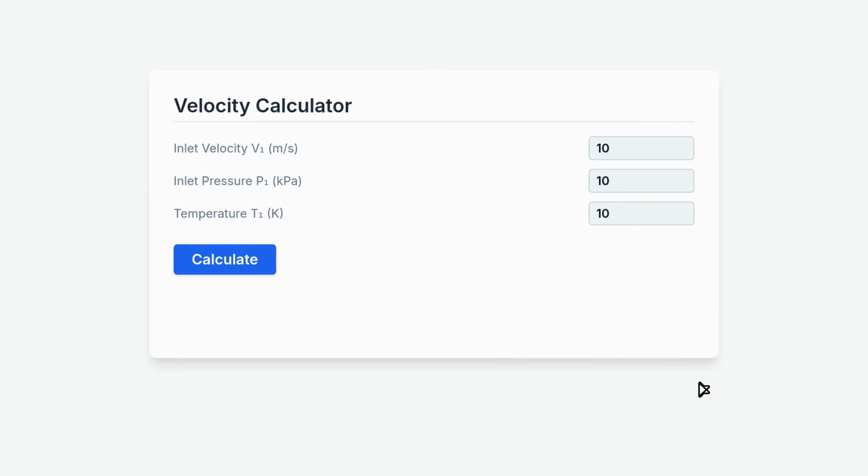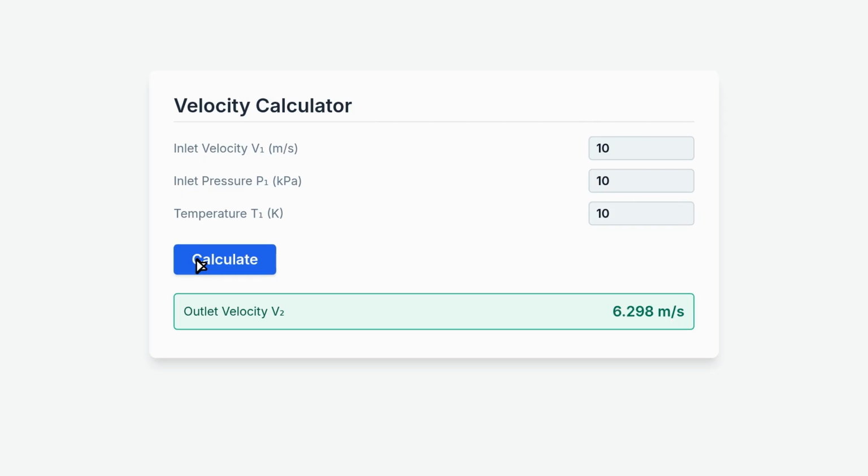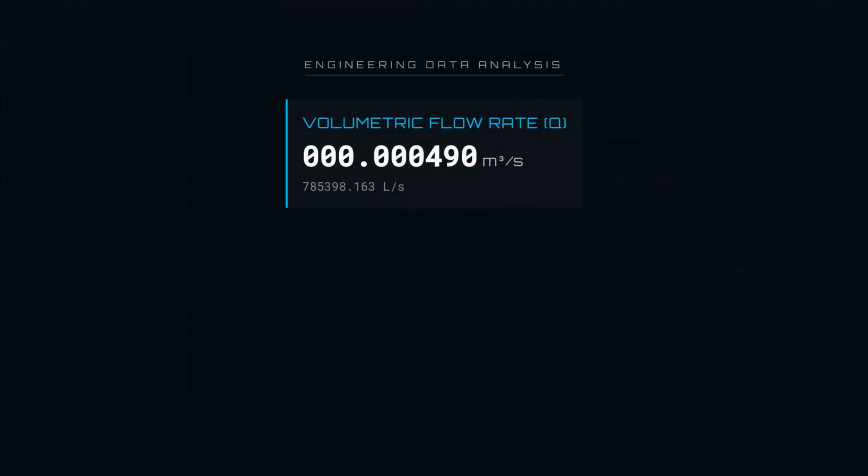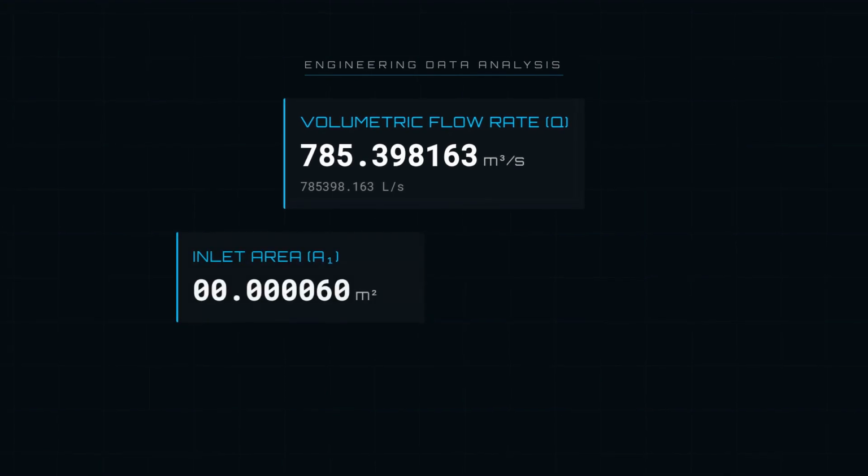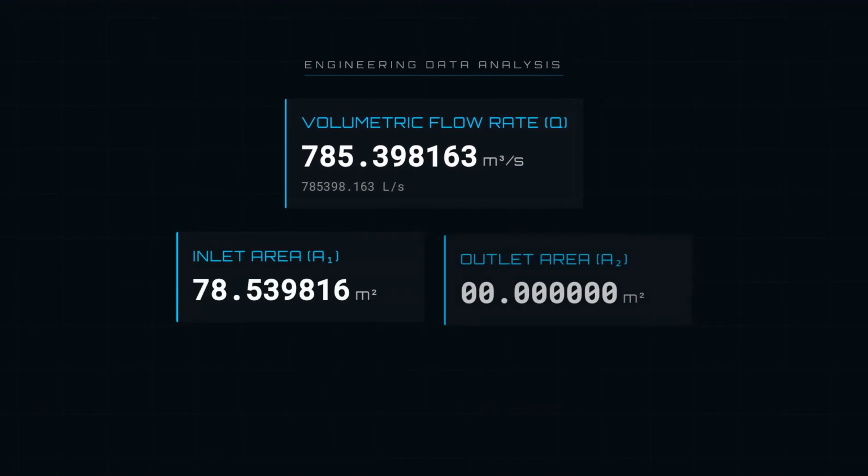After clicking Calculate, the results show an outlet velocity V2 of 10,000 meters per second, which matches our input since we're solving for outlet velocity. The volumetric flow rate Q is calculated as 785.398163 cubic meters per second, or 785,398.163 liters per second.